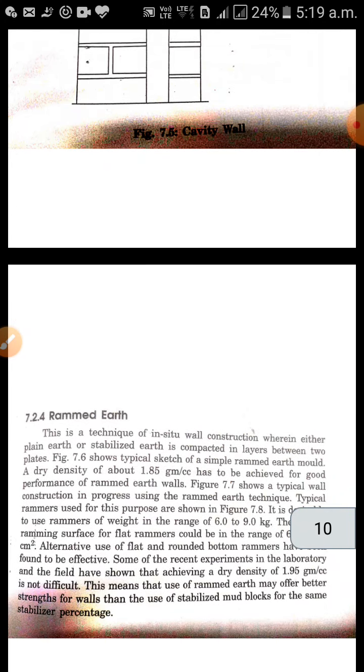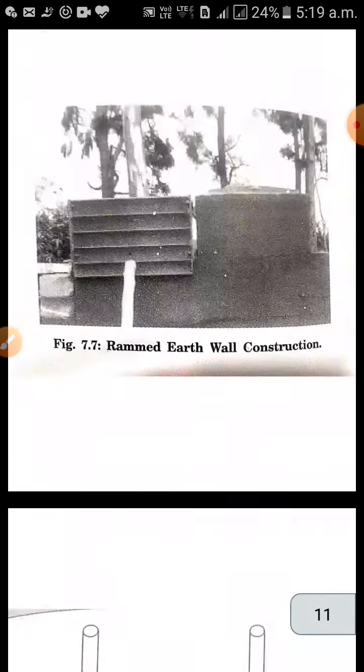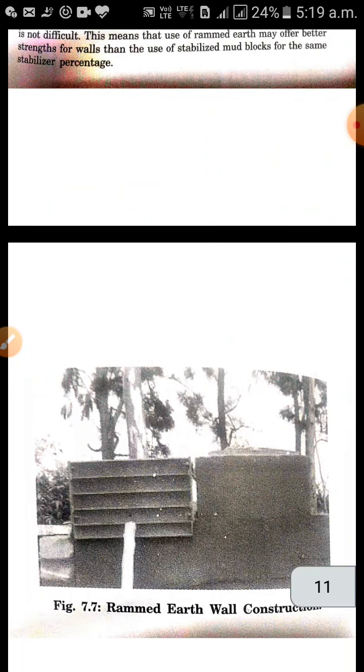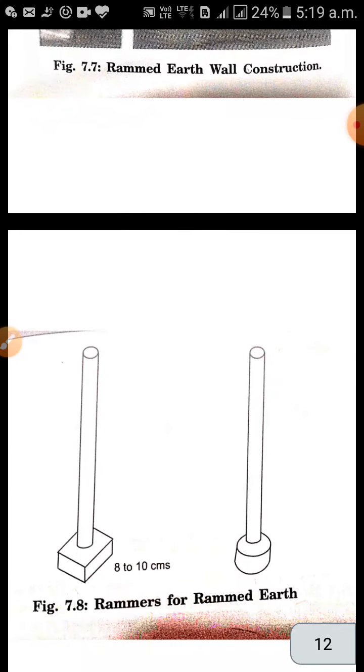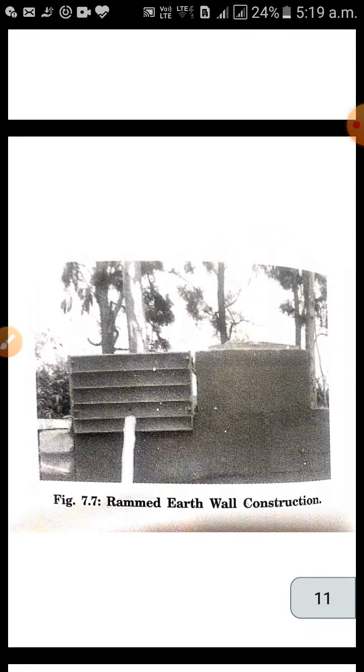Now rammed earth. So rammed earth, what they do, see here, they'll have two sheets. In between that you put the earth and ram it. What is ramming? Compaction. See the rammers. Using these rammers, you are going to compact. If you compact between the plates, this is similar to a cube mold. Okay, a cube mold. Instead of a cube mold, you have a wall mold. See here, there is a sheet. You have a wall mold.